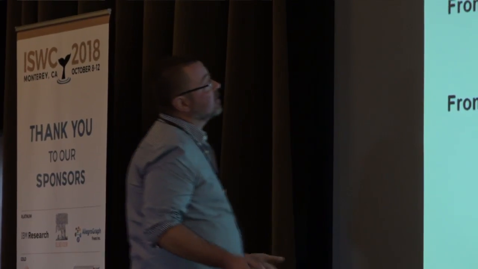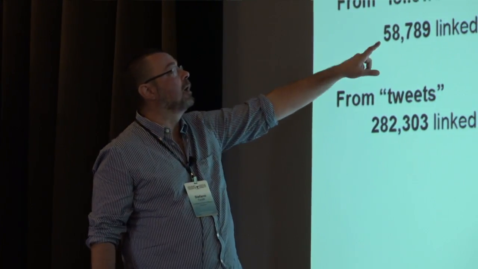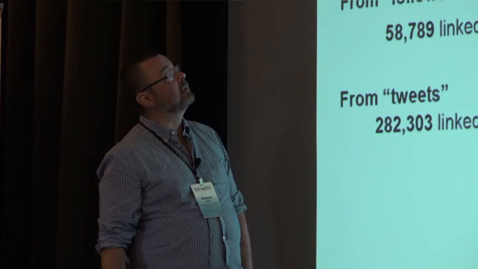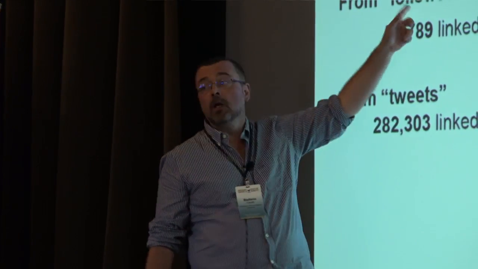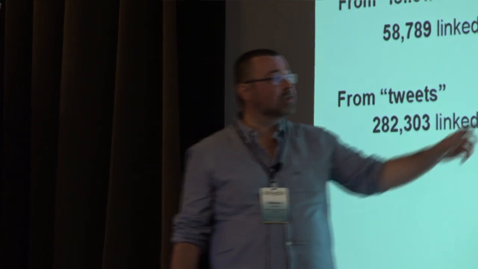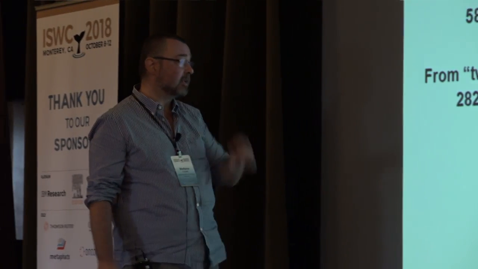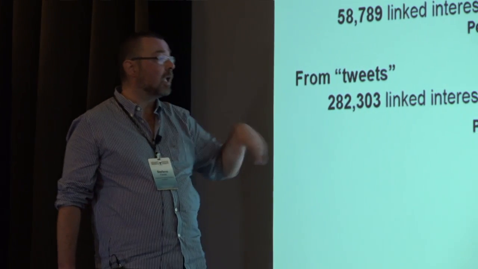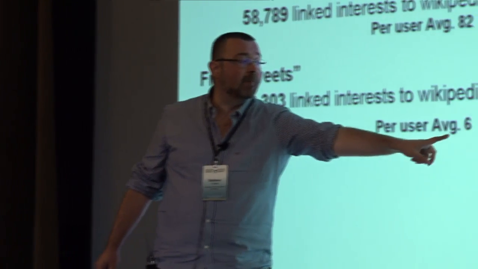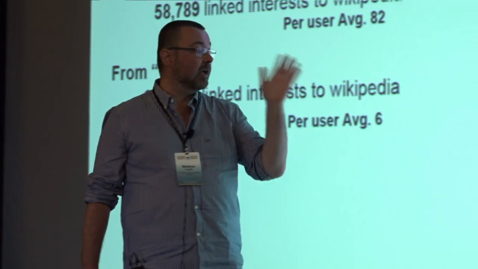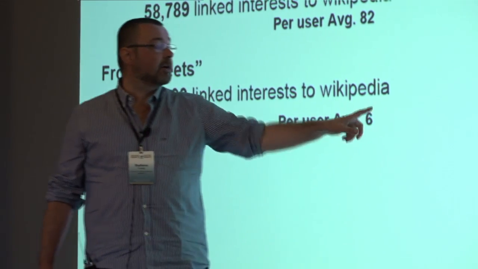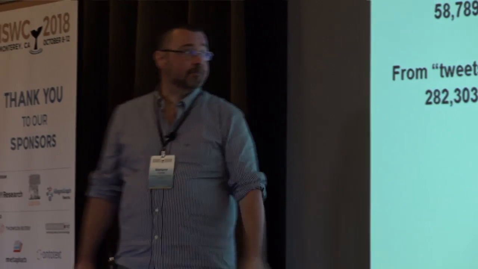To summarize, the dataset contains around 60,000 linked interests to Wikipedia coming from the following relation on the social network. We have an average of 82 interests of this kind for each user in this dataset, and from tweets we obtain an average number of interests equal to 6. So you can have an average number of books, songs and movies together that is 6 per user.